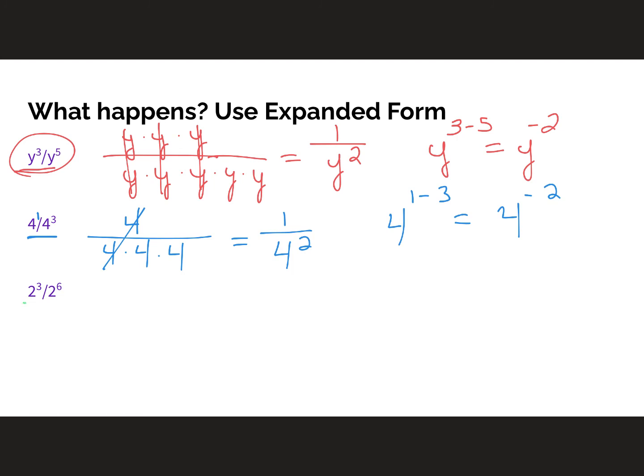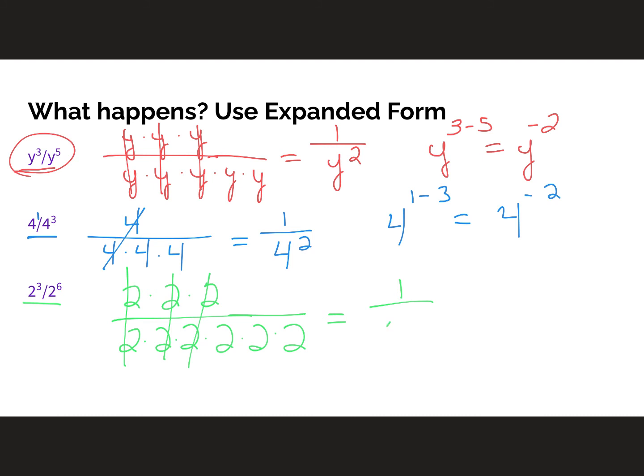Okay, let's try one more. Here I have 2 to the third divided by 2 to the 6th. So that's 2 times 2 times 2 divided by 1, 2, 3, 4, 5, 6. These will cancel. Notice that if there's nothing left on top, I automatically put the 1 on top. We do the same thing on the bottom. We automatically put the 1. Okay, so here I'm left with 1 over 2 to the third power. And if I did this by quotient of powers property, it'd be 2 to the 3 minus 6, which is 2 to the negative third power.